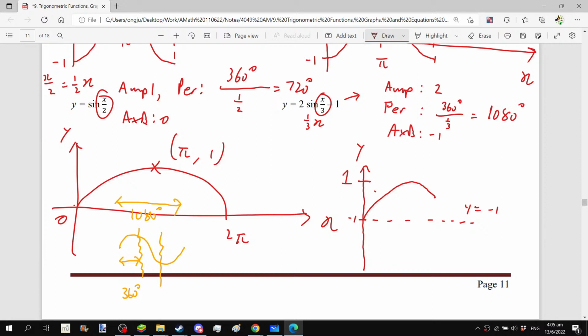And at this point, we know that x is going to be 2 pi. So that means that our y value should be y equals 2 sine x over 3 minus 1. Of course, sine 2 pi over 3, you can check this in your calculator yourself, will actually give you the special angle. It will be the square root of 3 divided by 2. So we'll have 2 times the square root of 3 divided by 2 minus 1, and that gives us root 3 minus 1.